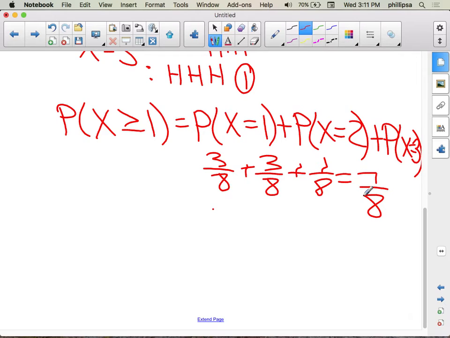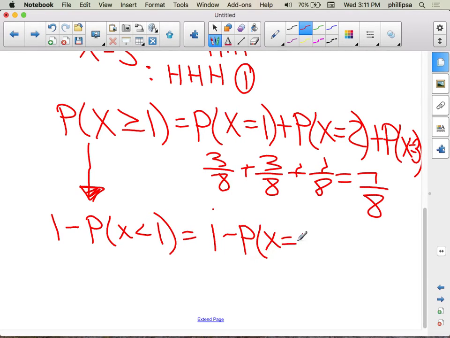Now it works a lot the same as your basic probability, in that I could have done the complement. So the complement being 1 minus the probability that X is less than 1. So in other words, 1 minus the probability that X is 0, which is 1/8, which gives 7/8. Okay. So I'm actually going to end video 1 here so that we can separate main ideas.